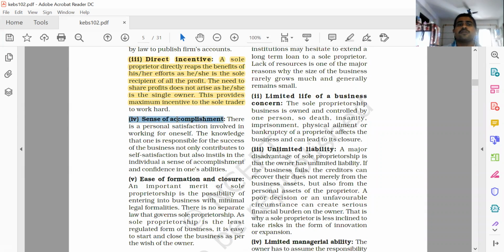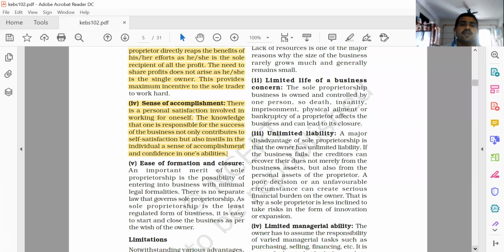सेंस ऑफ अकॉम्प्लिशमेंट. There is a personal satisfaction involved in working for oneself. Personal satisfaction हो जाता है. The knowledge that one is responsible for the success of the business not only contributes to self-satisfaction, but also instills in the individual a sense of accomplishment and confidence in one's ability.